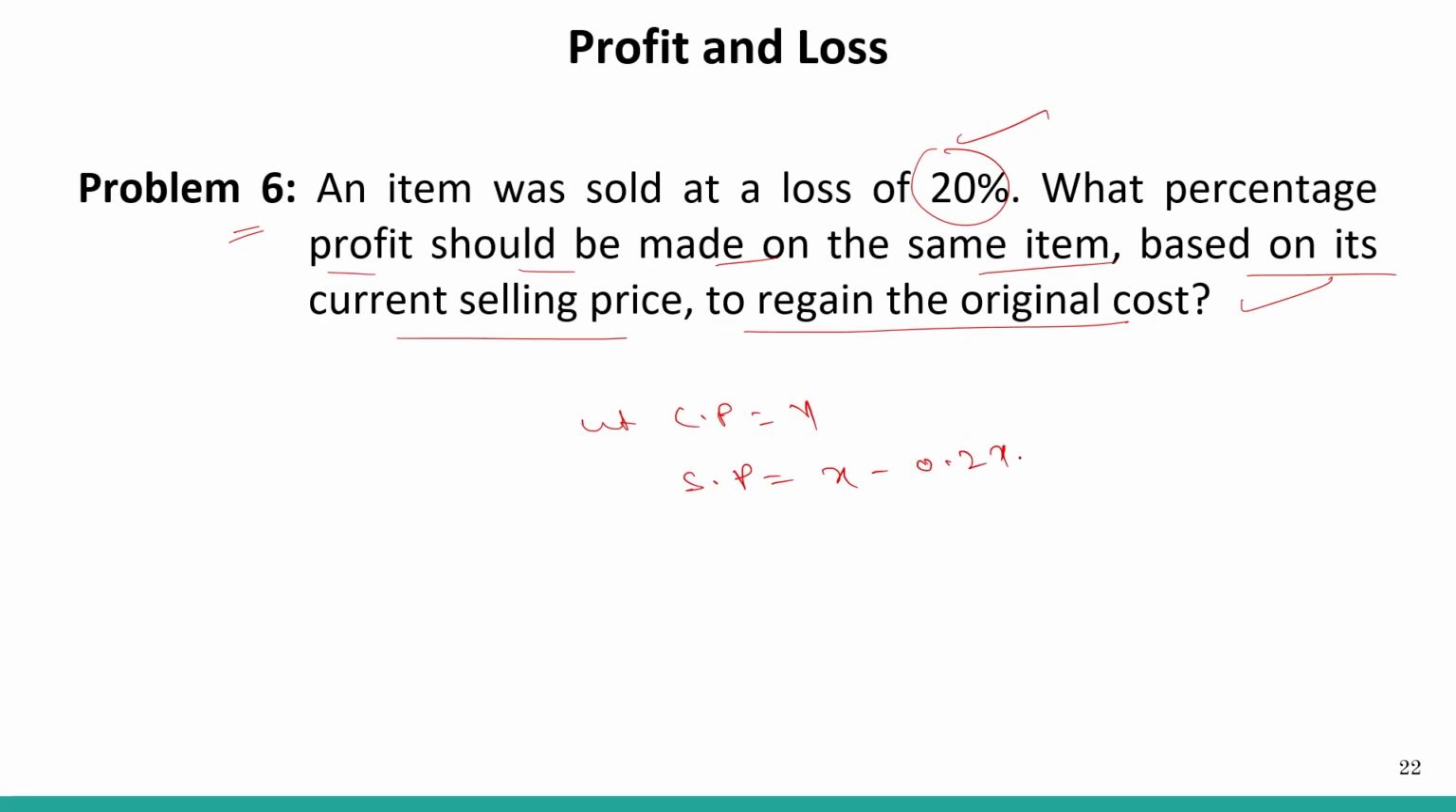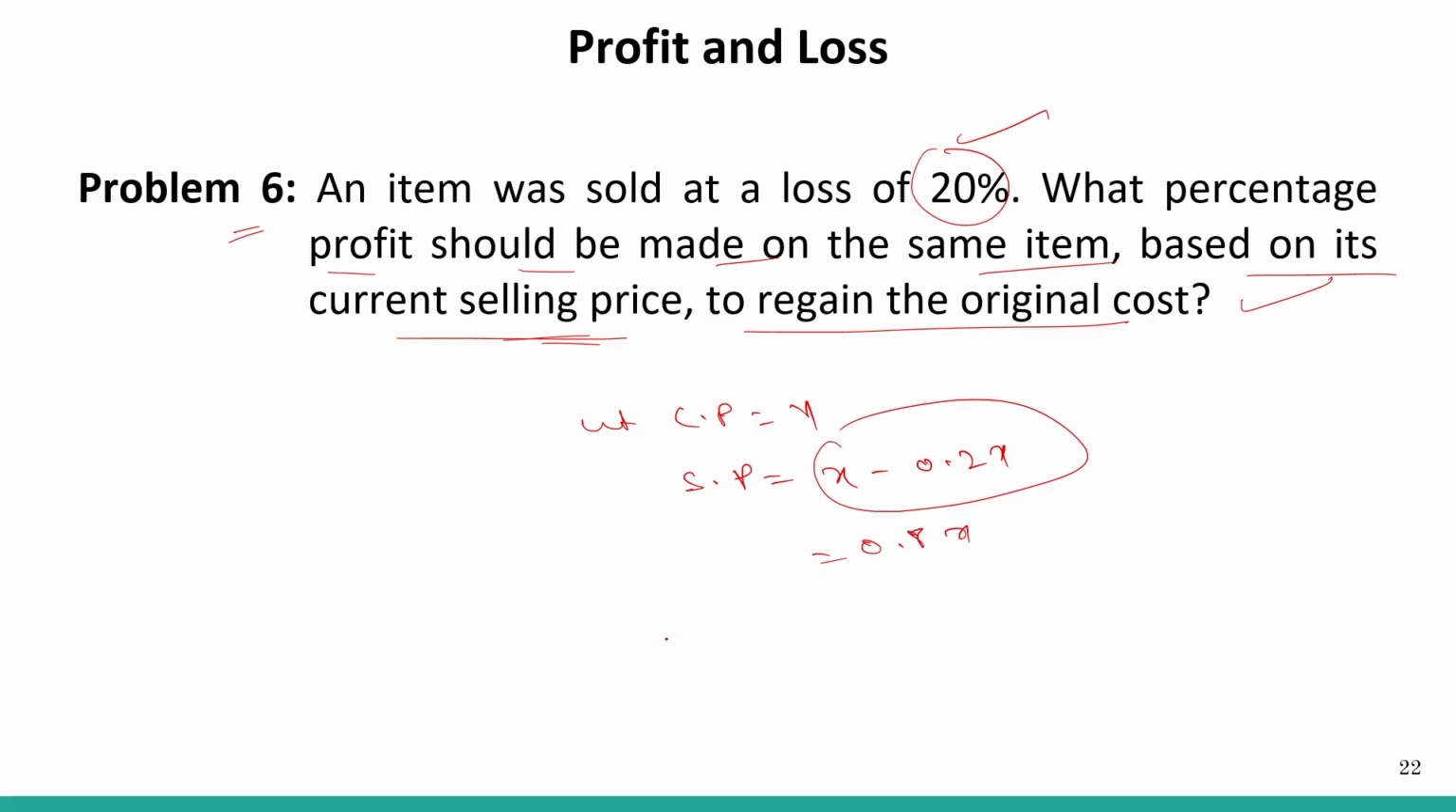Because the loss will be 0.2 into X. That is, 20% is the loss percentage, so its decimal form will be 0.2. So what percentage of profit should be made on the same item based on its current selling price? The current selling price is equal to 0.8x, to regain the original cost.